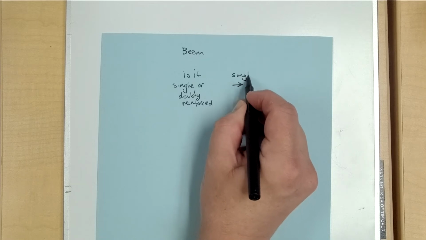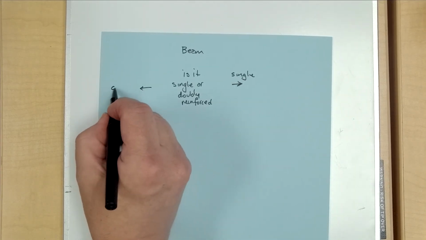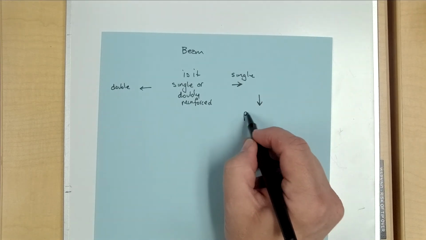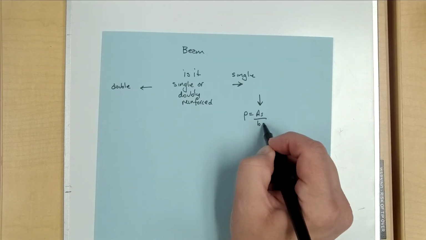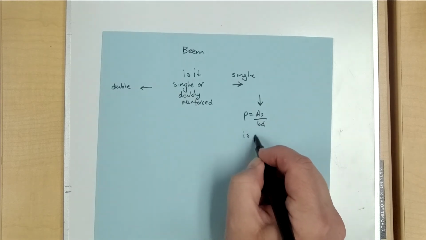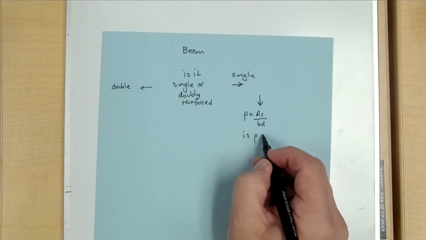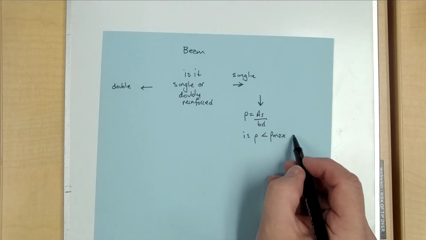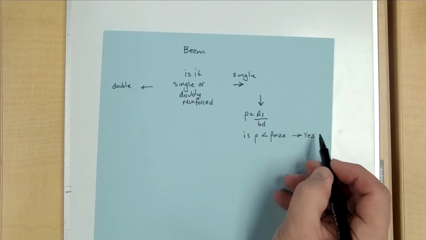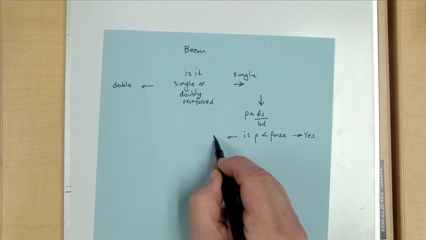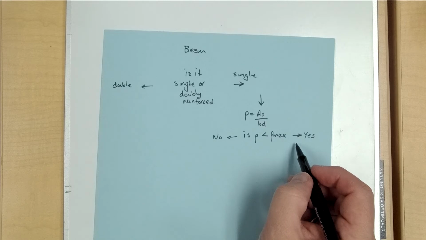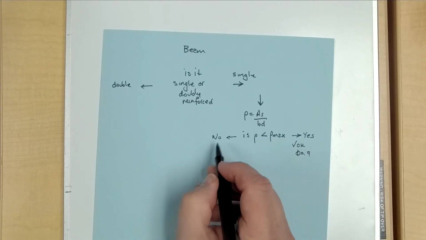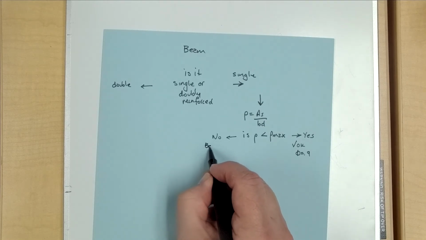Single, double. If it's single, rho is equal to A_s over b d. Is rho less than rho max? If rho is less than rho max, then you're okay. Phi is equal to 0.9. If no, then the beam is inadequate.